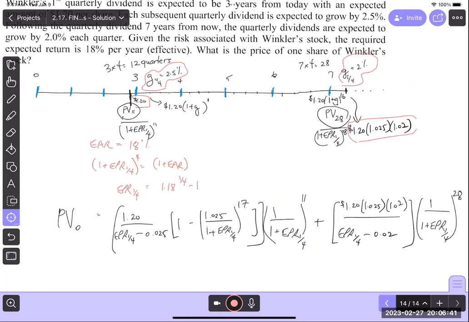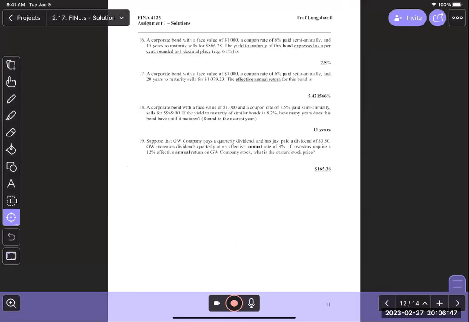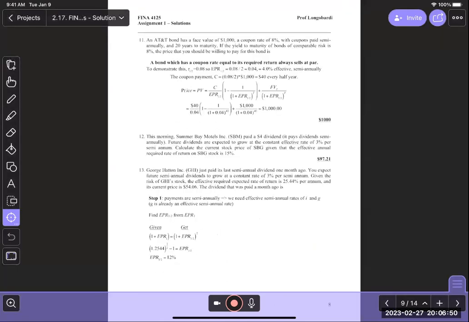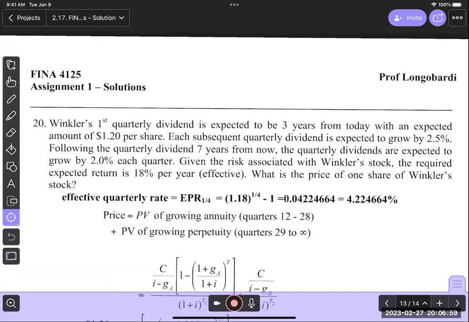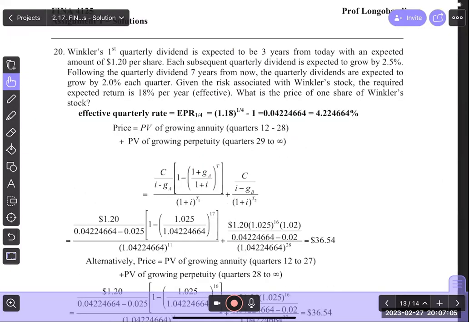Let me see the answer. Which one is this again? 20. So what did I write here? 11, 28. This is the first one with I minus G. And then 1 plus G over 1 plus I, and I said 17. And then here, it's the same. So it should work.